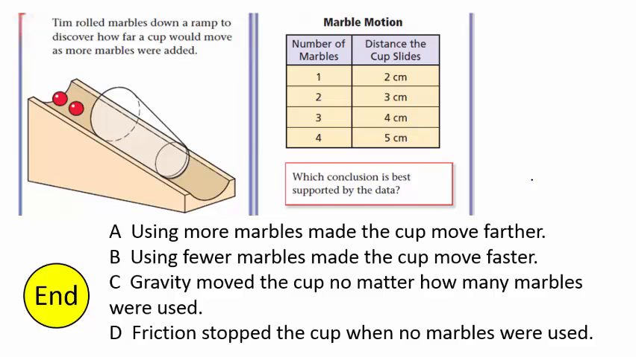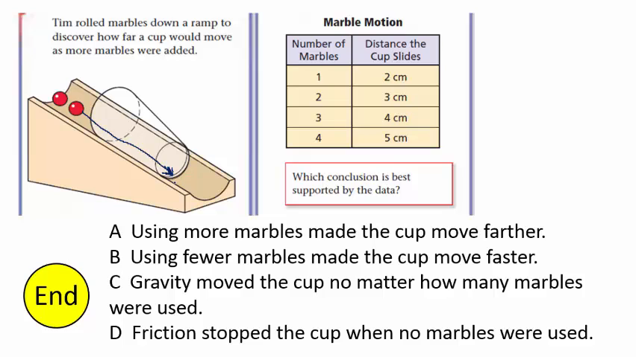All right, so we have a scenario here. Tim rolled marbles down a ramp to discover how far the cup would move as the marbles were added. So in other words, if you were to roll a marble down this ramp and it eventually hits the bottom of this cup, you, without knowing anything about science or this experiment, what do you predict would happen?